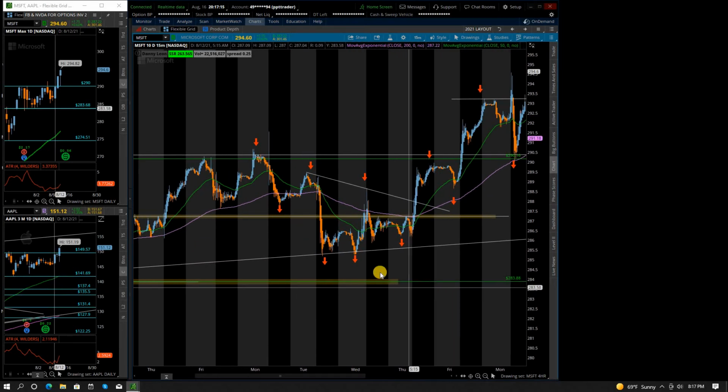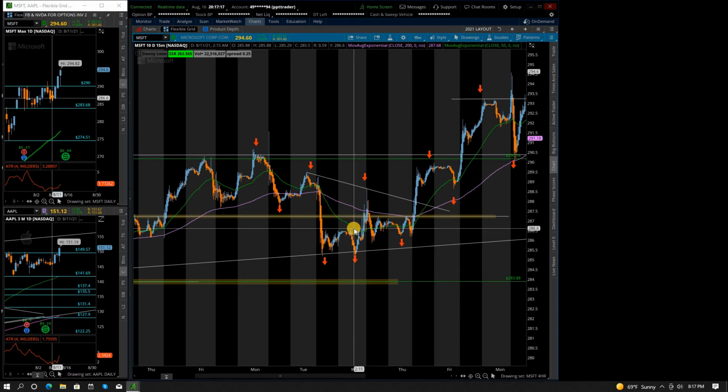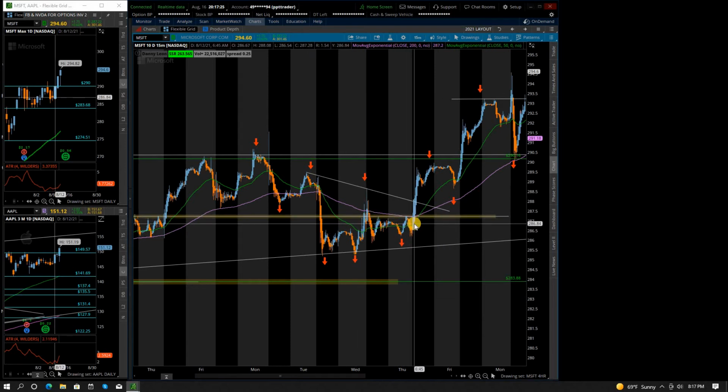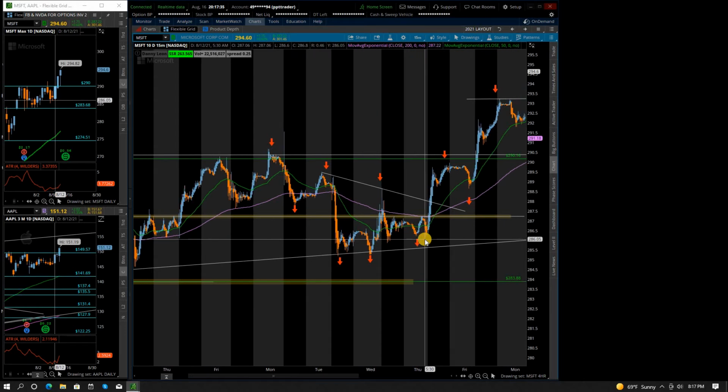Number two, I want price to be above the 50 and the 200. When I have confluence on all three things combined, that's when I get the best trades.